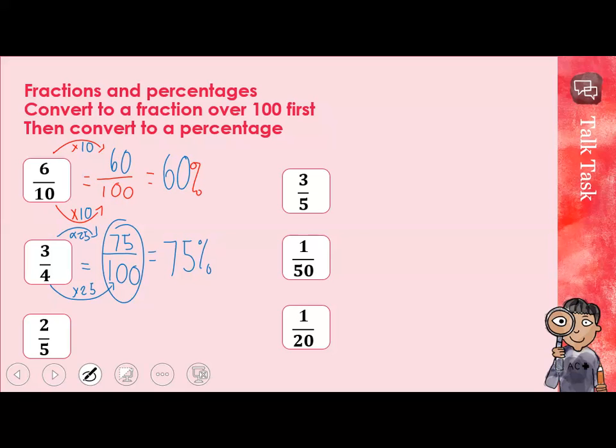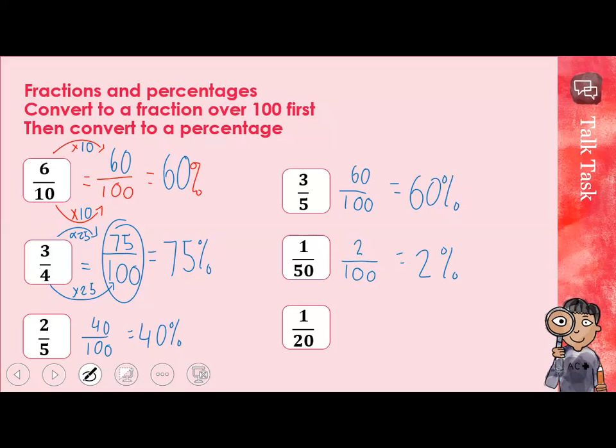Okay, next one, 2/5. Well, I need to express that as some hundredths. 5 times 20 is 100, 2 times 20 is 40, 40%. I don't know if you got that one right. 3/5 as a number of hundredths. Again, 5 times 20 is 100, so I need to do the same to the top. 3 times 20 is 60, 60%. 1/50, well, 50 multiplied by 2 is 100. 1 times 2 is 2, so that would be 2%.